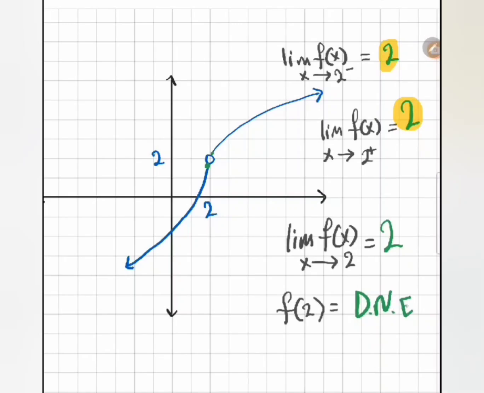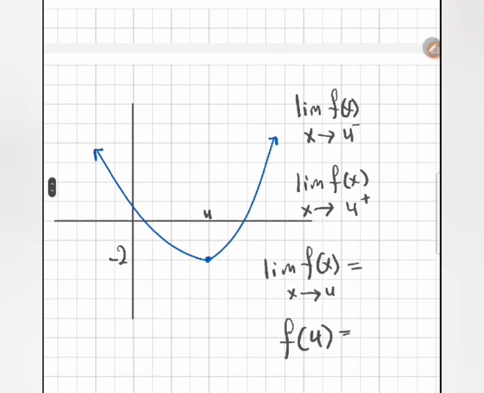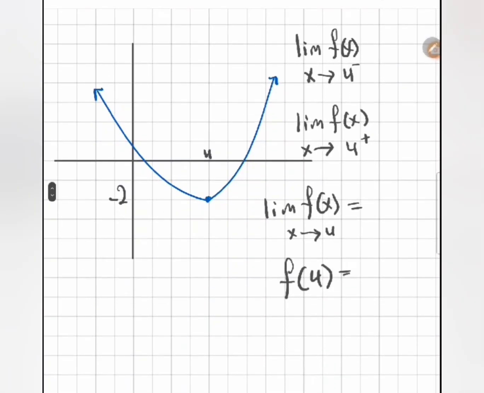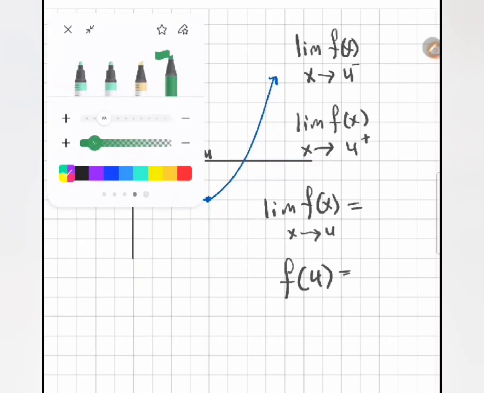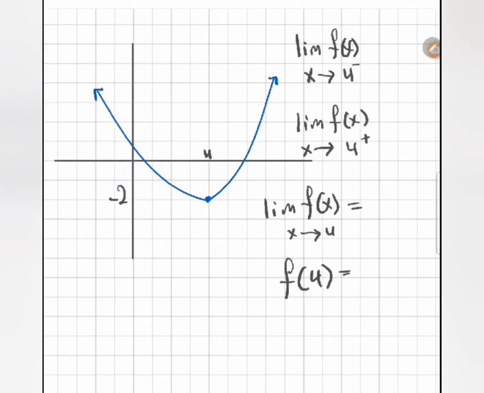Now let's look at a fourth example. What is the limit as x approaches 4 from the left side? And also find the limit as x approaches 4 from the right side.